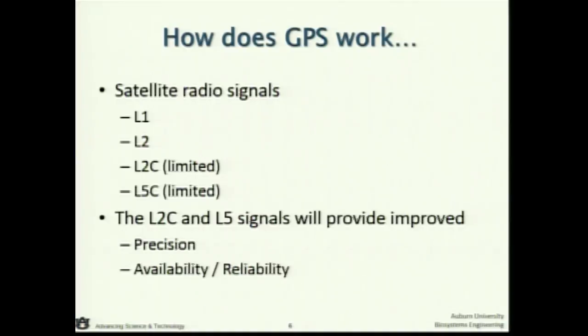The L5 is unique and is available on a few satellites out there. Not all 24 are broadcasting the L2C and L5C at this point, but the idea here is more signals, a little bit different wavelength, and L5C has a wavelength that potentially could help us in a canopy situation. So it can get us through canopies where the L1 and L2 would be attenuated or not being able to pass through. So what that gives you is a little bit more precision and also increases our availability out there.